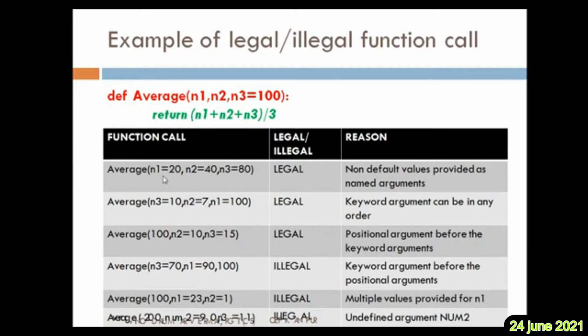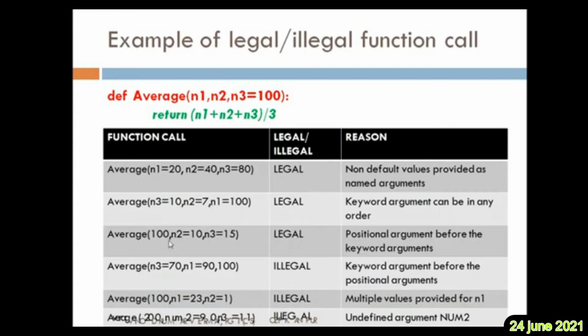Not only values you are passing, along with the name of the arguments you are passing, so that is allowed. Now we see here, n3 is 10, n2 is 7, n1 is 100. Legal. Keyword arguments can be in any order. In positional arguments, n1 must be first, then n2, then n3, but not here, because they are keyword arguments or named arguments. So in any order you can go. 10 will go to n3 only, 7 will go to n2 only, and 100 will go to n1 only, because they are named arguments. Allowed.